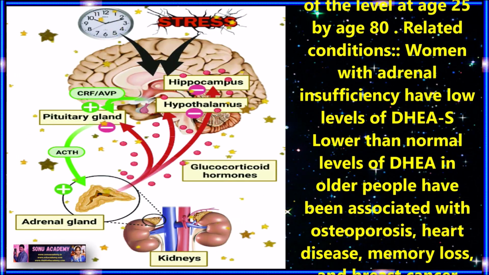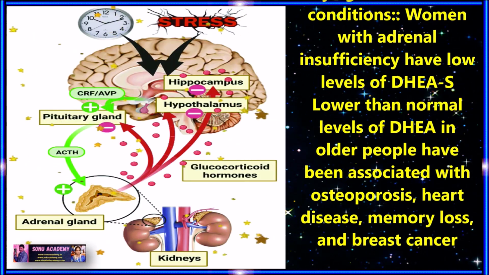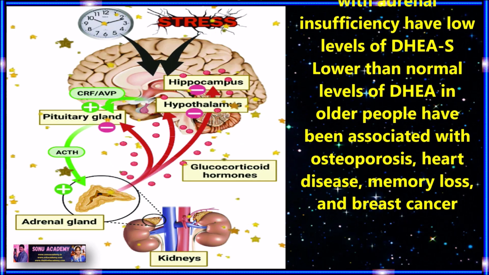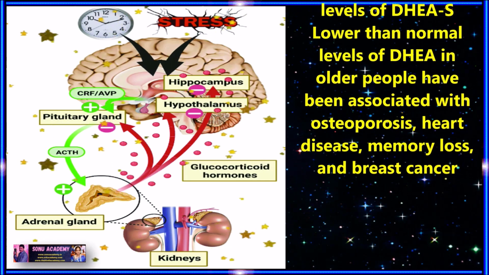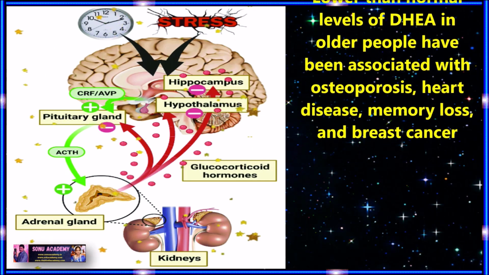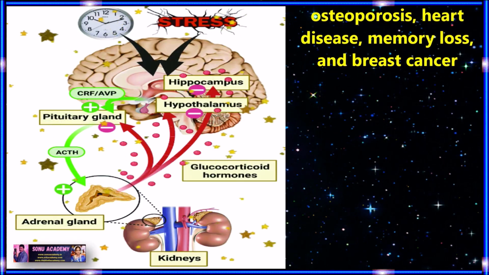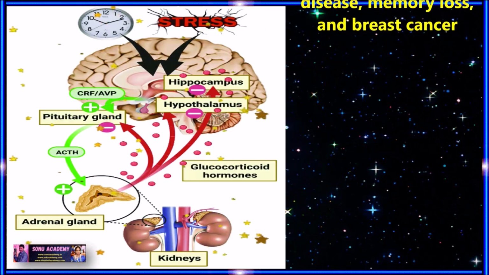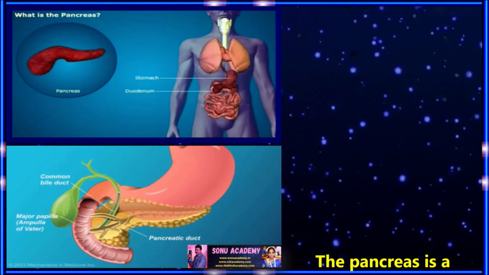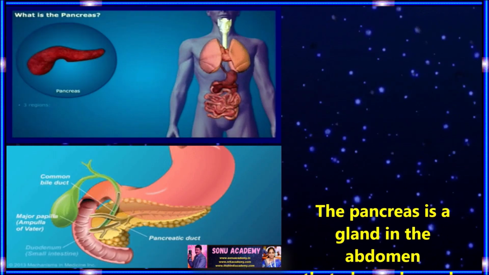Related conditions: women with adrenal insufficiency have low levels of DHEAS. Lower than normal levels of DHEA in older people have been associated with osteoporosis, heart disease, memory loss, and breast cancer. Children, now let us discuss the pancreas gland.